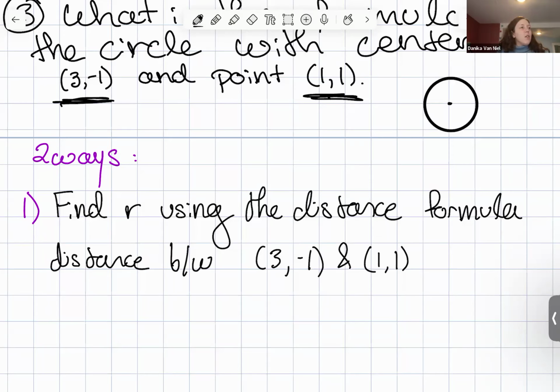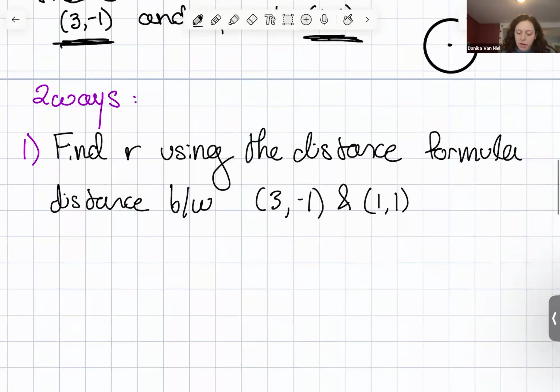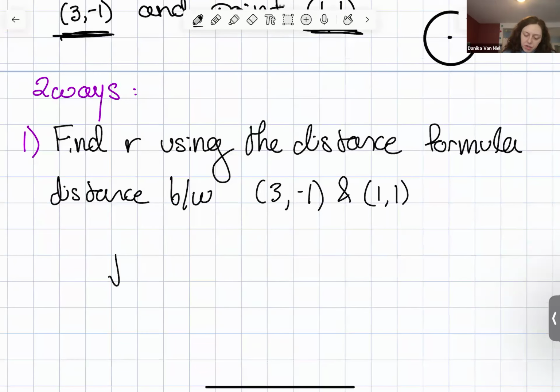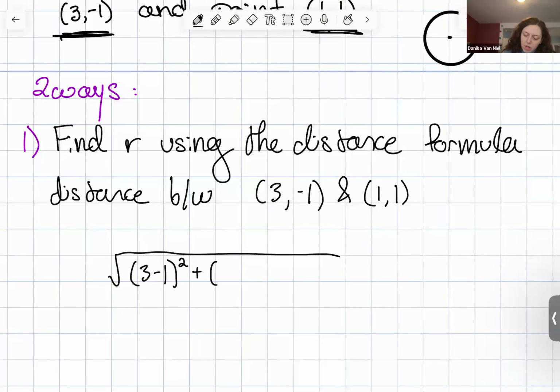Okay, so what am I going to do? I'm going to use my distance formula, right? So I need to compare apples with apples. So I got (3 minus 1) squared plus (-1 minus 1) squared. And it doesn't matter who I do first, okay?